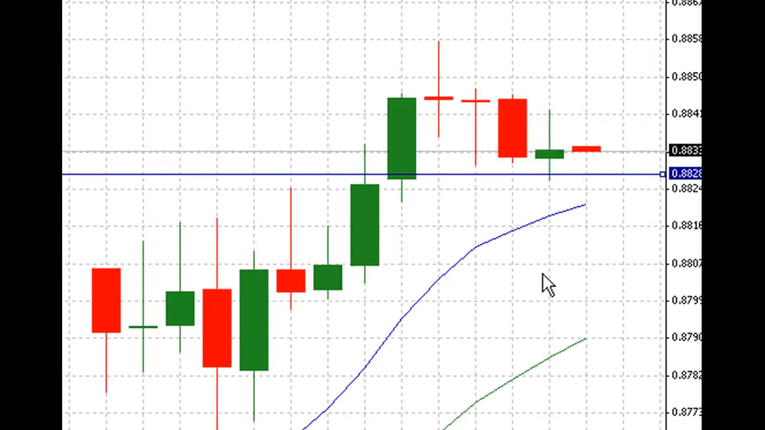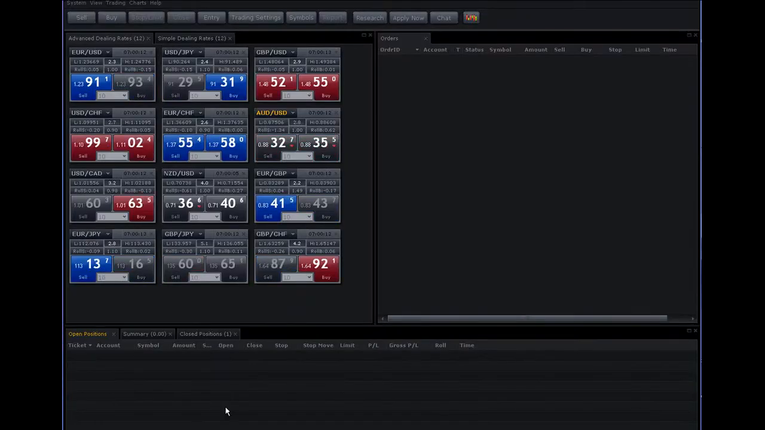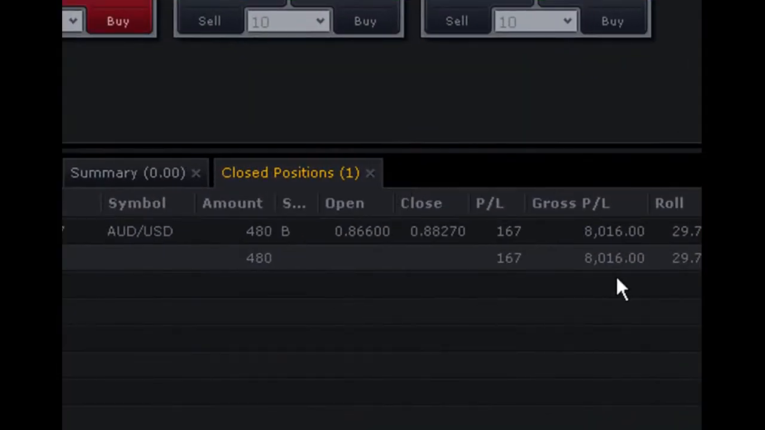Okay, so I returned to the screen, and as we can see, we had price come down and cross below our stop level. So I went to my broker screen and I can see that our order is now out of the open positions window, meaning it has been taken out. So we've come out at our stop level at a good amount of profit at $8,016. So our open was at 0.8660 and our close was 0.8827. So that was a hefty amount of profit there.